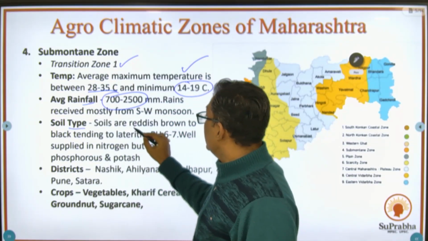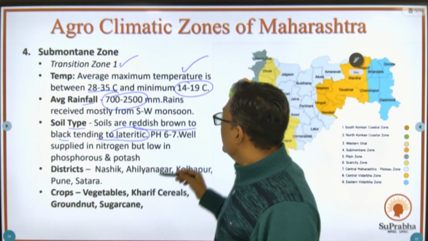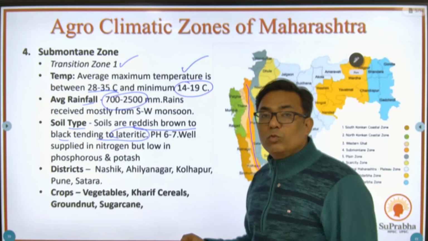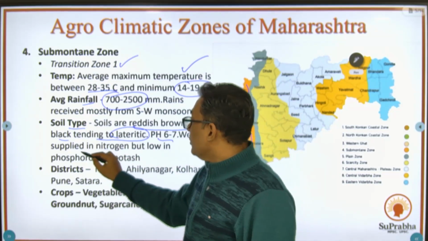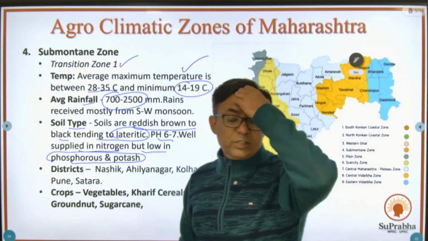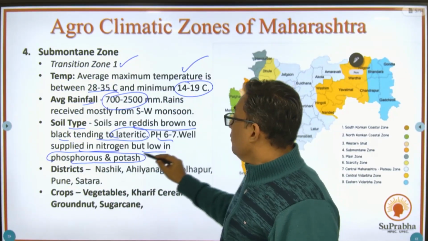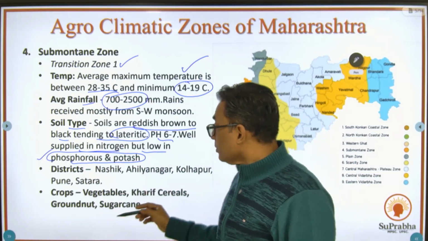Soil type is reddish brown soil to black tending to lateritic soil. So it differs, it can be reddish brown, black, or it can also be lateritic soil. pH is 6 to 7. Now it is well supplied in nitrogen but low in phosphorus and potash. Mostly the western parts of Maharashtra will have soils which are poor in phosphorus and potash.